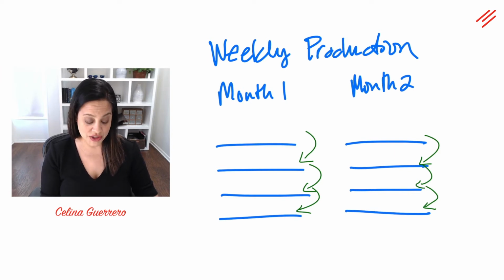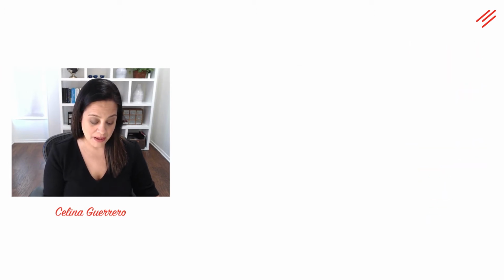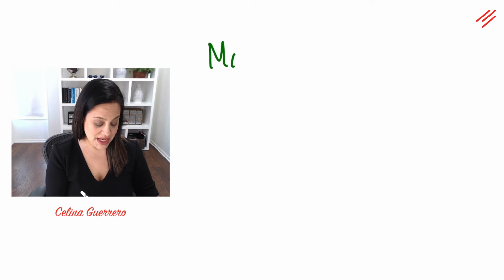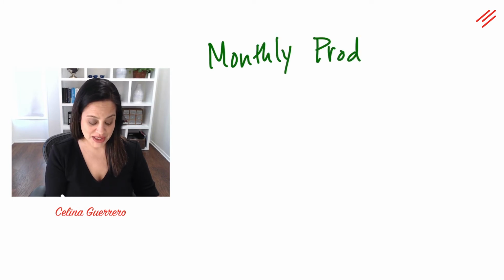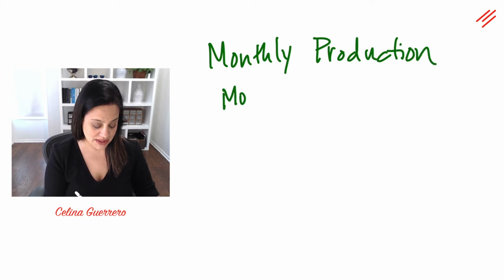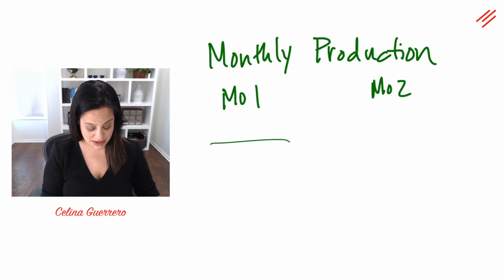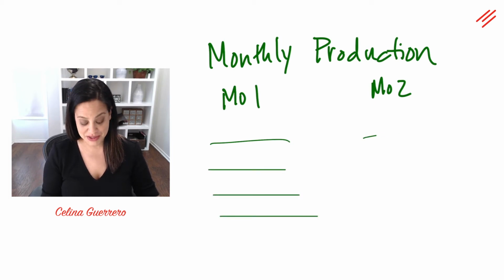So what we want to try to think about is what would happen if we did a monthly production schedule. Okay, let me do this. So let's say we do a monthly content production schedule. And again, let's do the same thing. This is month 1 and this is month 2. And again, there's 4 weeks typically. 1, 2, 3, 4. And in month 2.